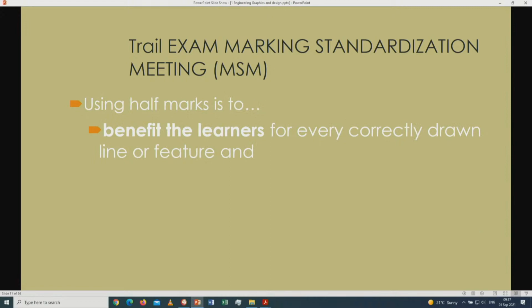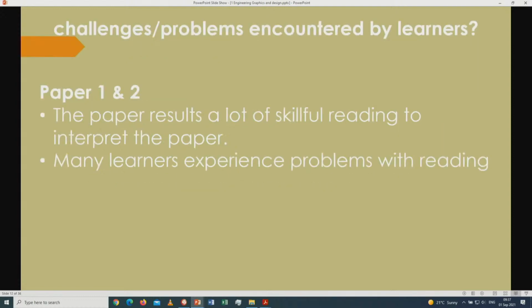Then of course the next benefit of learners, for every correct drawn line or feature, and then from there onwards, to ensure consistency when marking, of course, you have to work from your memorandums and so on. And then also paper results, a lot of skillful reading, and that's the biggest problem I experience with learners, is that learners struggle to read. They don't want to go through all these papers.